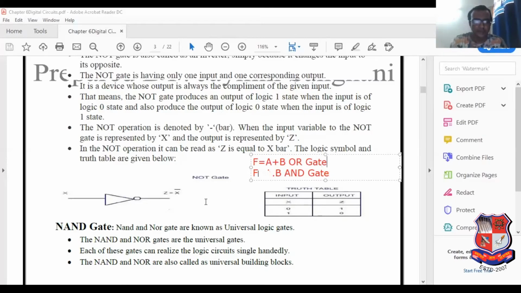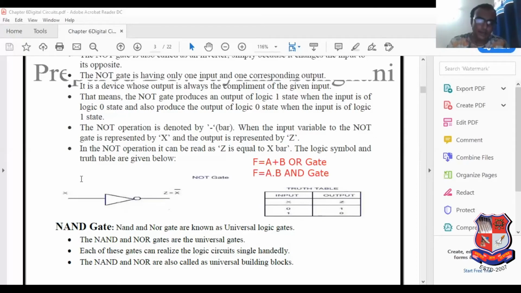Now what is the equation of NOT gate? Simply invert. If 0 is applied here, then the output is 1. If 1 is applied here, the output is 0. They are complements of each other, mathematically speaking. So what is an example of a NOT gate? The common emitter configuration. It is simply known as the NOT gate.